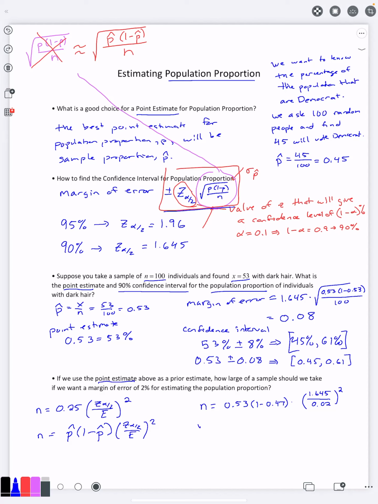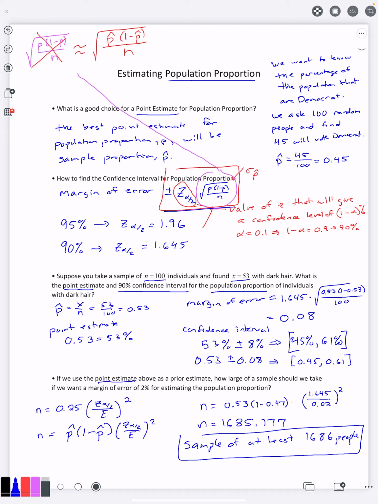And what I'm getting here is n equals 1685.177 and so on. But keep in mind for sample size, you want it to be a whole number, right? You can't ask 0.177 people. So then I would say I need a sample of at least, and you always round up for these, 1686 people. So if I want my answer to be within 2 percentage points instead of 8, I need at least almost 1,700 people to get to that answer.